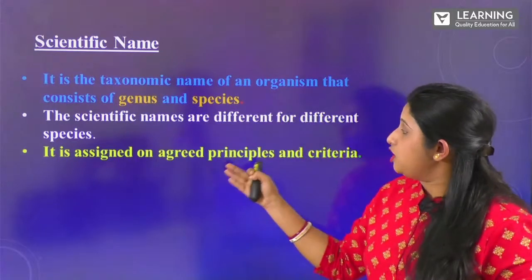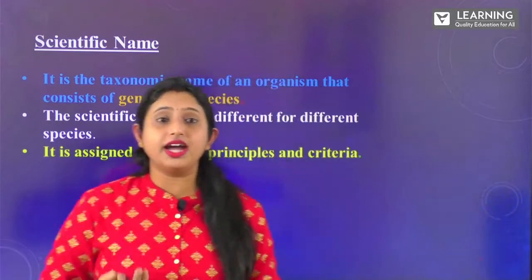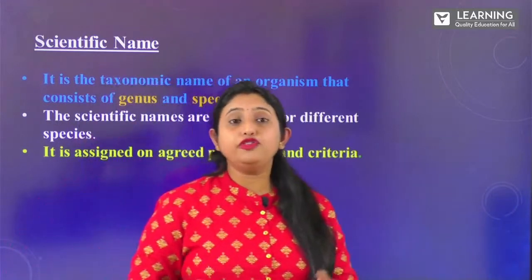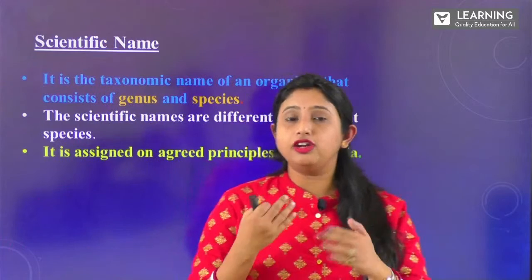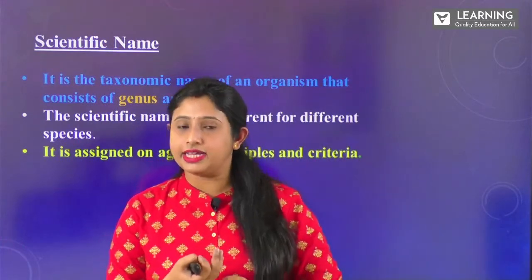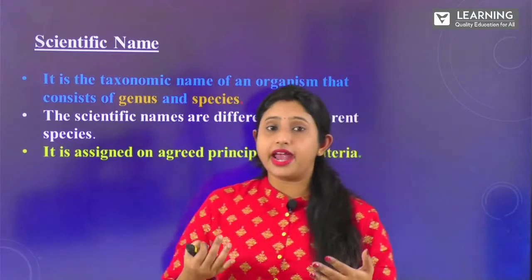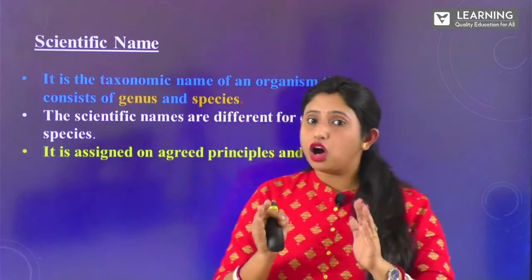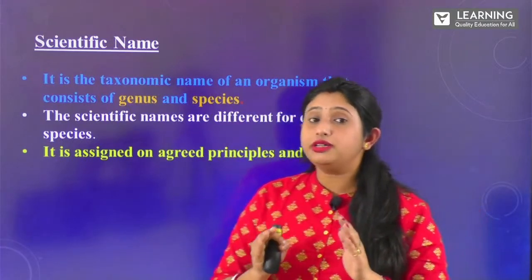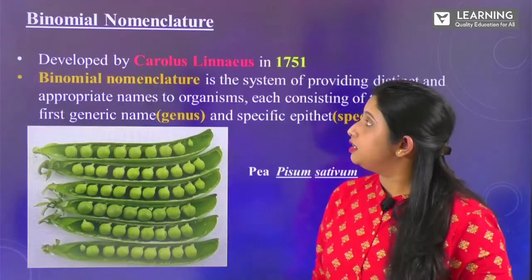Next, it is assigned by agreed principles and criteria. To assign a scientific name, we have to follow the criteria, and only then can we assign it. Clear? So it is assigned by scientists. And there are various ways of writing the scientific name, and we should follow the rules for writing the scientific name.